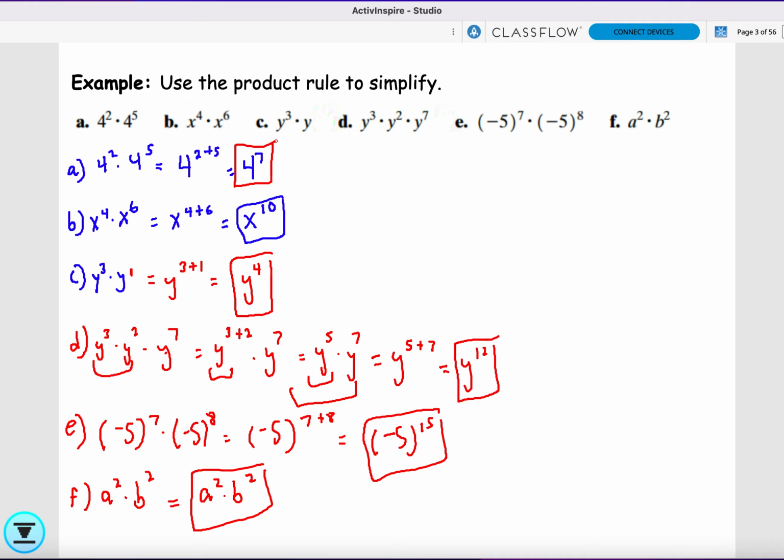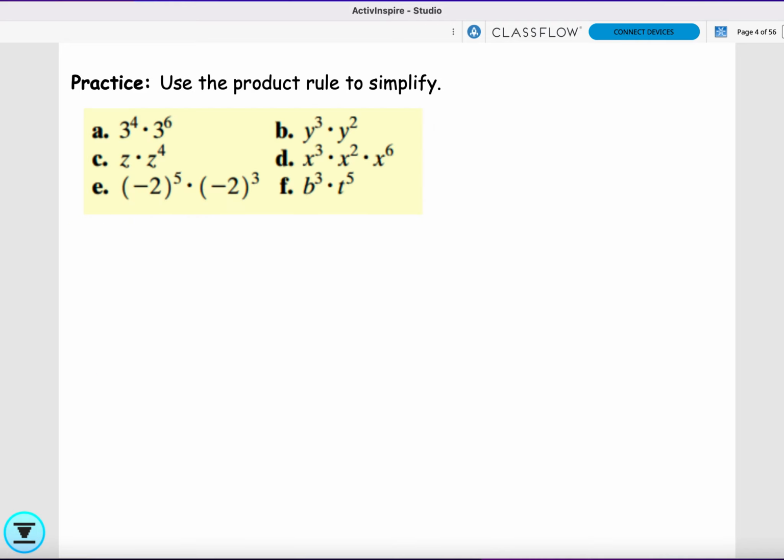Don't overthink this property, guys. If you have the same base multiplying, we just add the exponents. Okay, add the exponents. All right, now you give it a try. Here's the practice problem. Remember, use the product rule to simplify.